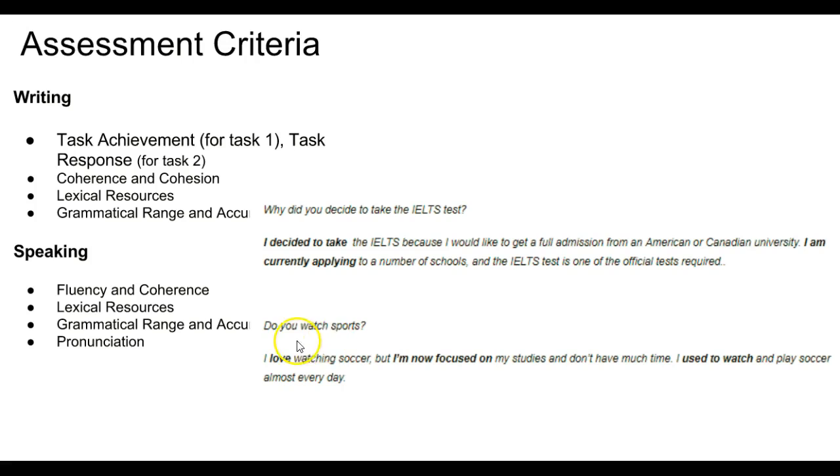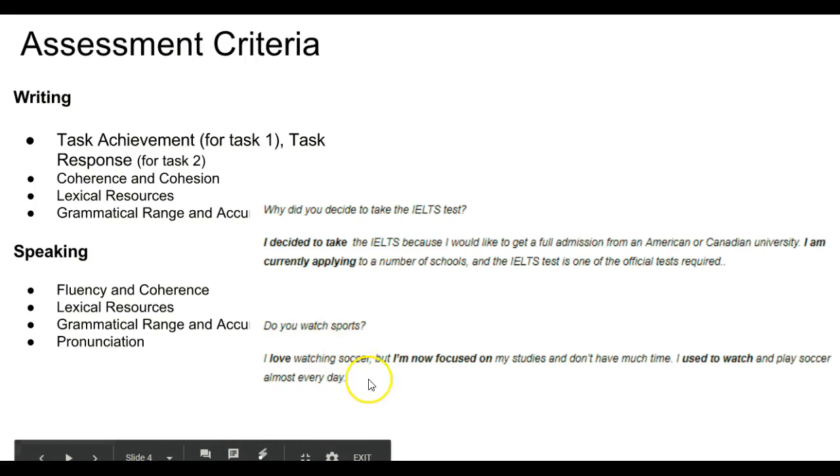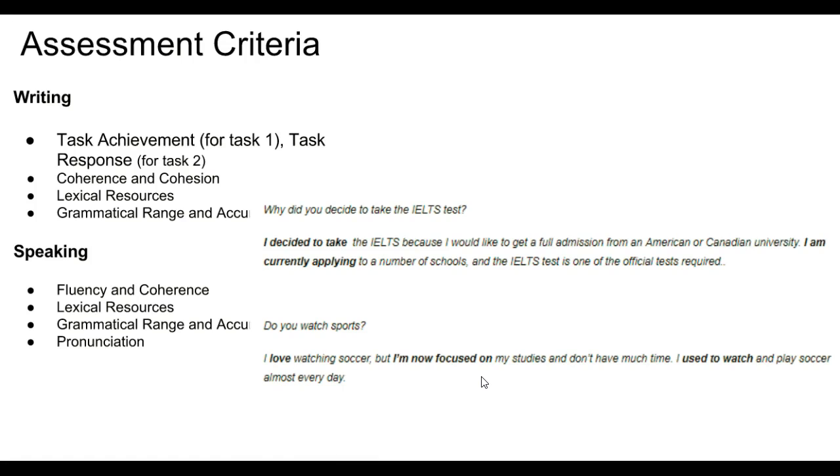And then another example, do you watch sports? I love watching soccer, but I am now focused on my studies and don't have much time. I used to watch and play soccer almost every day. So we use the present here, and we use used to for past to express past events. So basically in every sentence try to use more than one grammar type. Pronunciation means that you don't have to speak with an American accent or a British accent, but your pronunciation should be clear, and the examiner can easily understand you and the words that you're trying to pronounce.